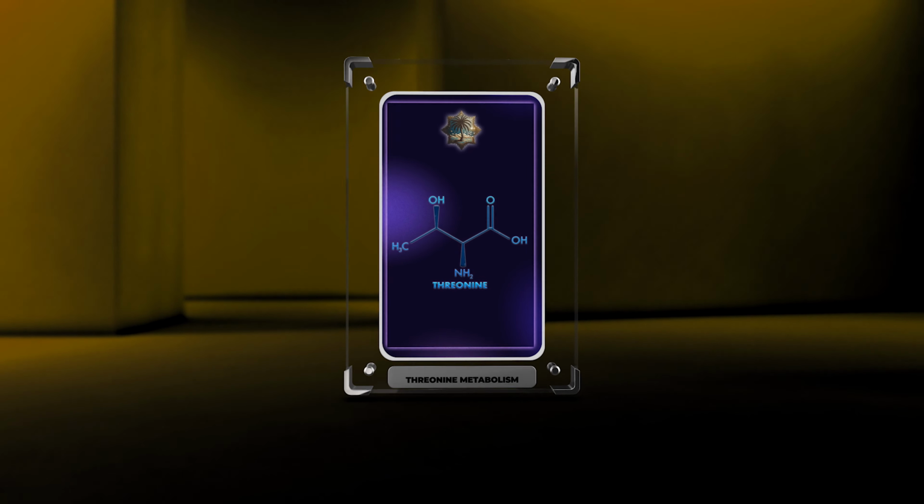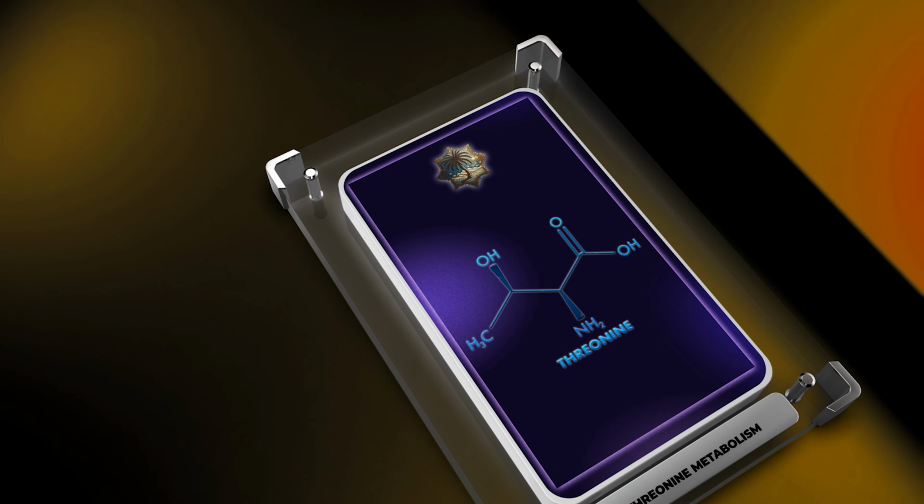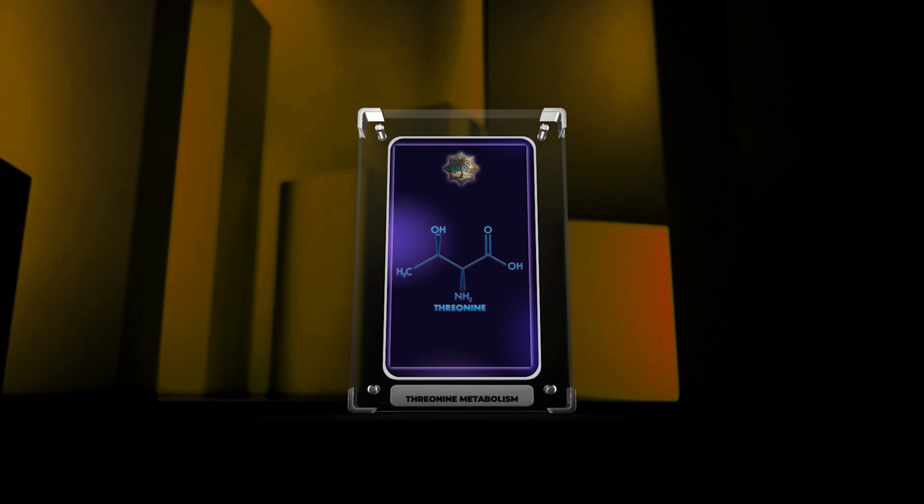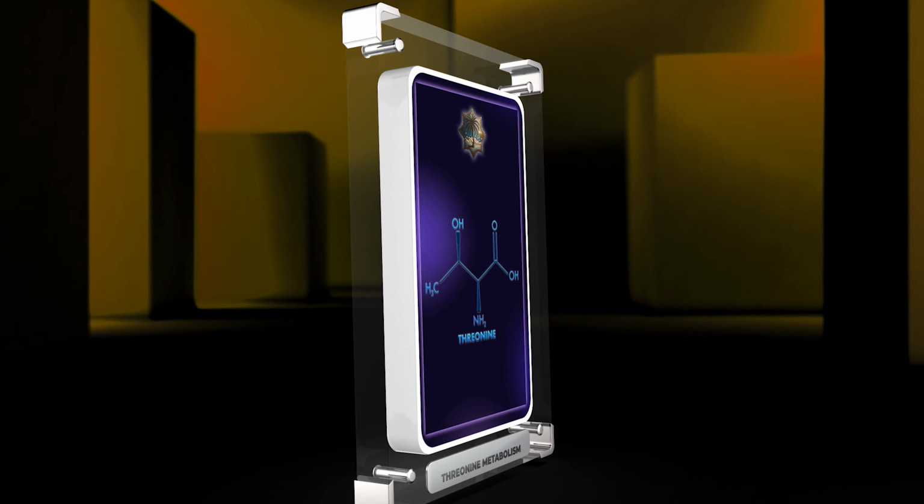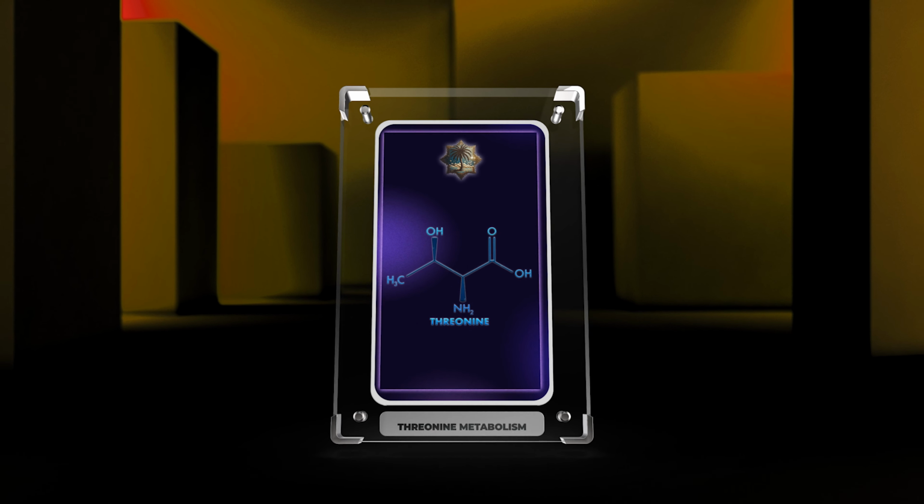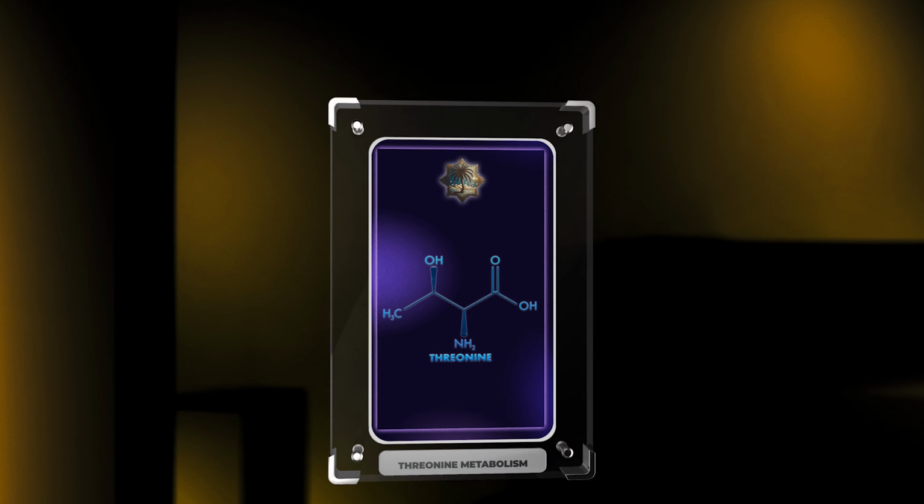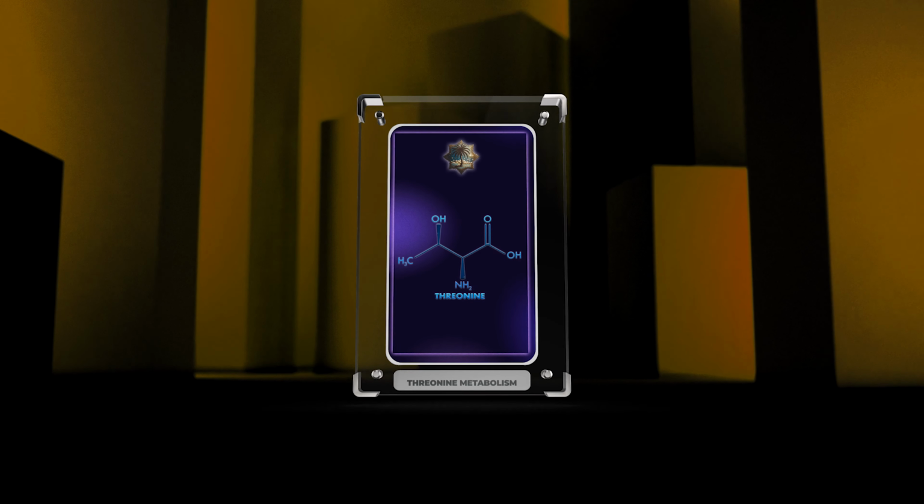Introduction. Welcome to today's lecture on the topic of threonine and its various biochemical pathways and functions. Threonine is one of the 20 essential amino acids that make up proteins. It plays a crucial role in various metabolic processes, as well as being involved in the synthesis of important molecules such as neurotransmitters and lipids.